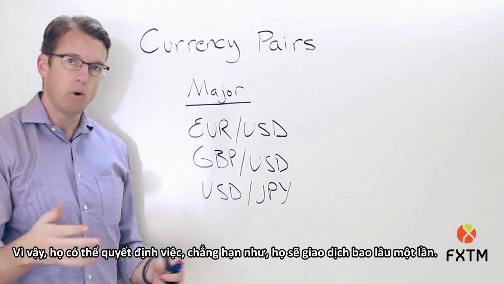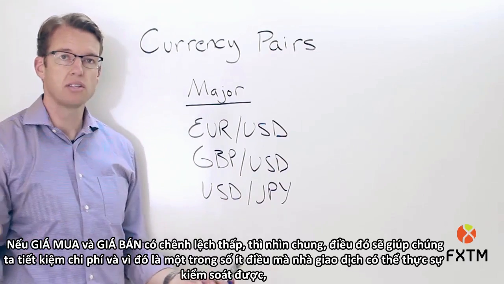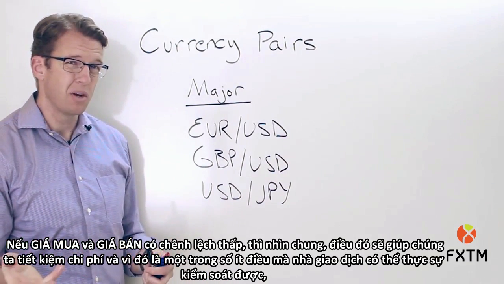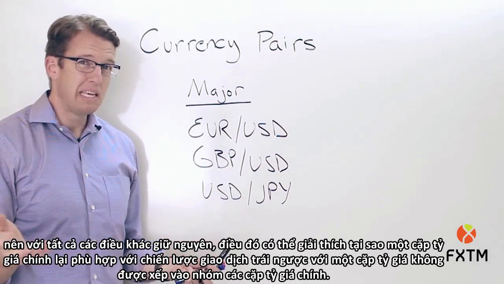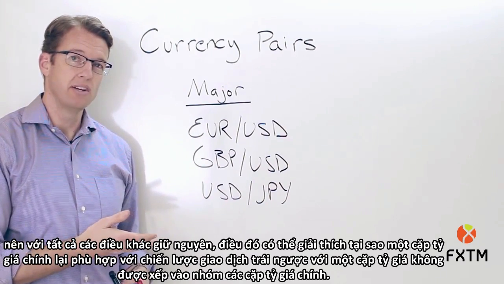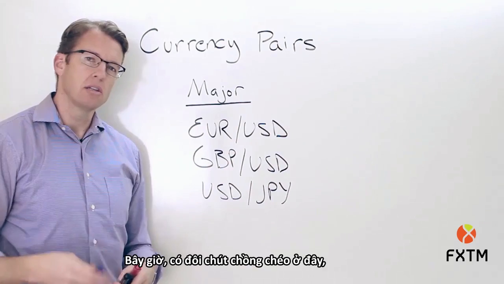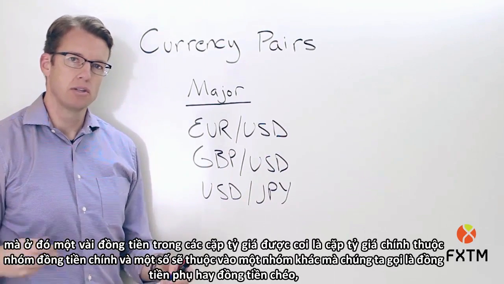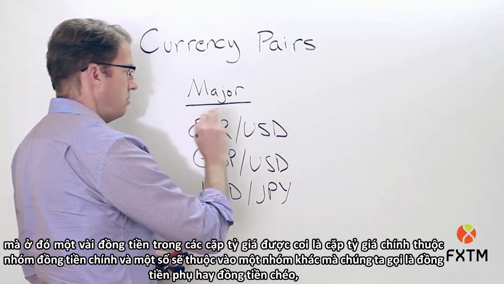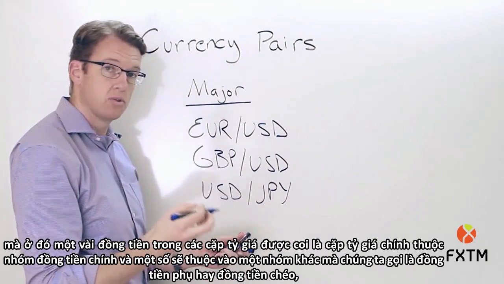They can decide how often they're trading, for example. If the bid and the ask are narrow, then that's going to save us on our costs overall. And since that's one of the few things that traders can actually control, all else being equal, it may make a case for why a major pair fits a trading strategy versus one that doesn't fall into the majors category. Now, there is a little bit of overlap here, where some currency pairs that are considered majors fall in between the majors, and some of them will even fall into another category that we call minors or crosses.